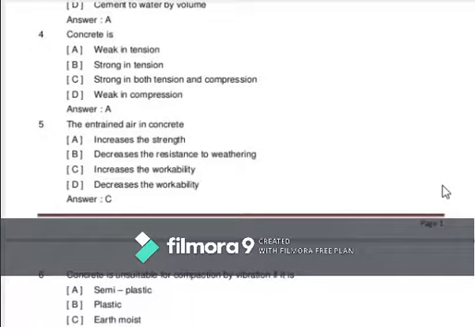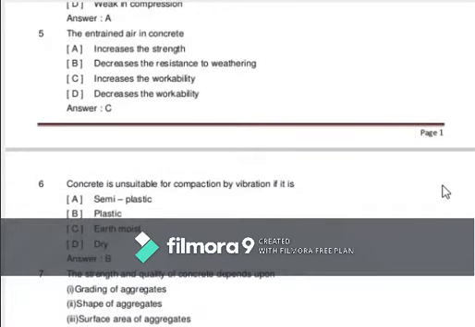Question number 5. The intent here in concrete: increase the strength, decrease the resistance to weathering, increase the workability, decrease in the workability. So the answer is increase the workability, because when there is a presence of urine in the concrete, it increases the workability. So that's why the answer is option number C.